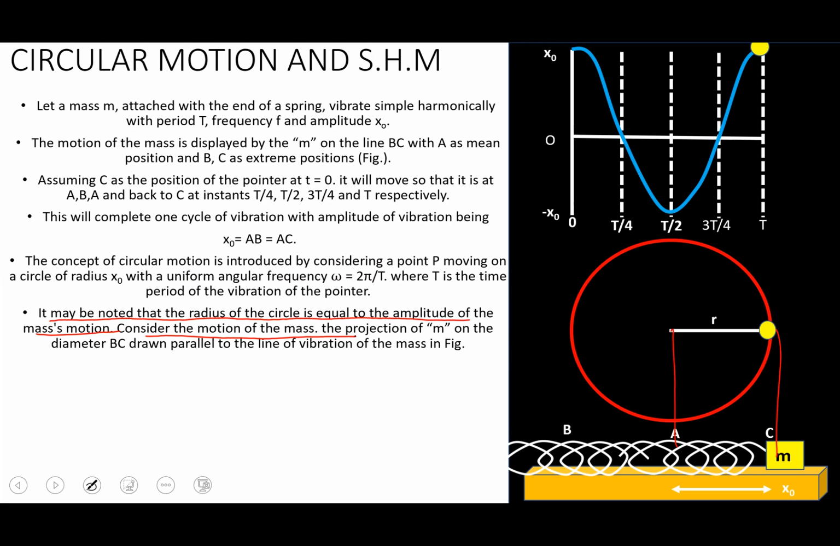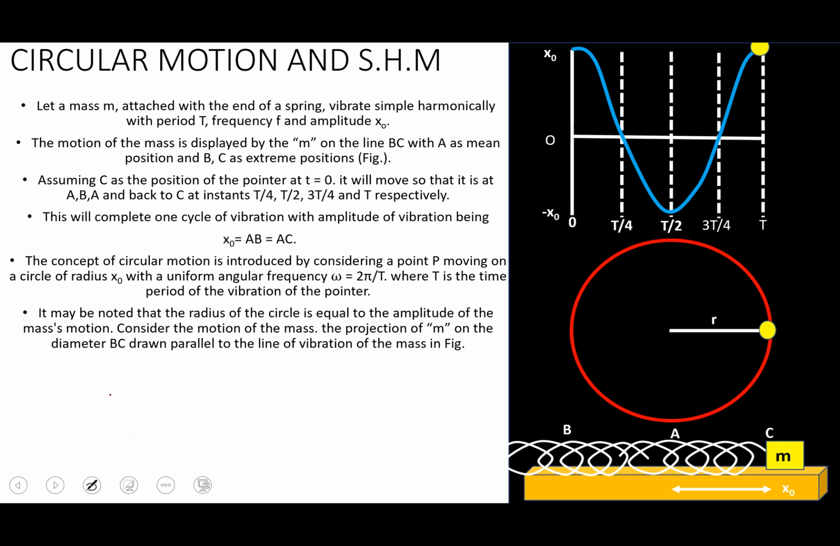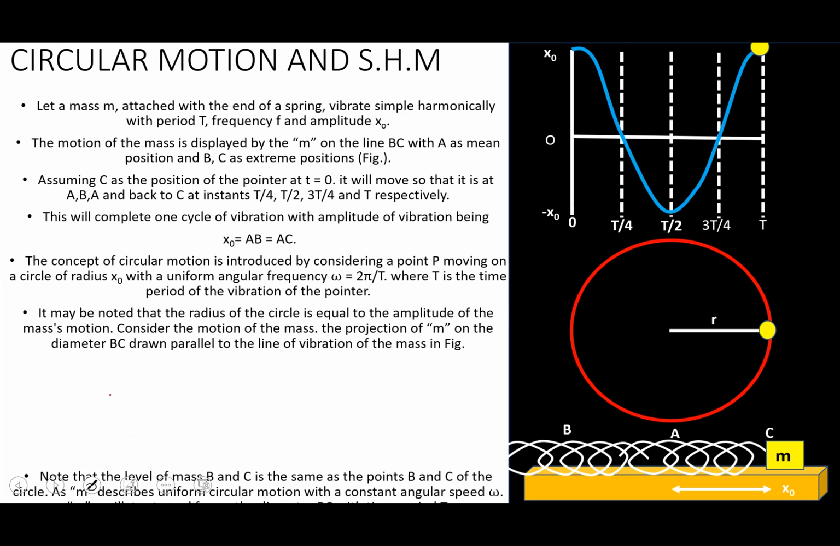Consider the motion of the mass projection M on the diameter BC. That means if we consider this as a diameter over here, and if we shine a light to create a shadow over here, it will move along the diameter as the body was moving in circular motion. Consider the motion of the mass projection N on the diameter BC drawn parallel to the line of vibration of the mass in the figure. Now, what we have already mentioned is that the mass will be moving along the circular motion as it is synchronized.